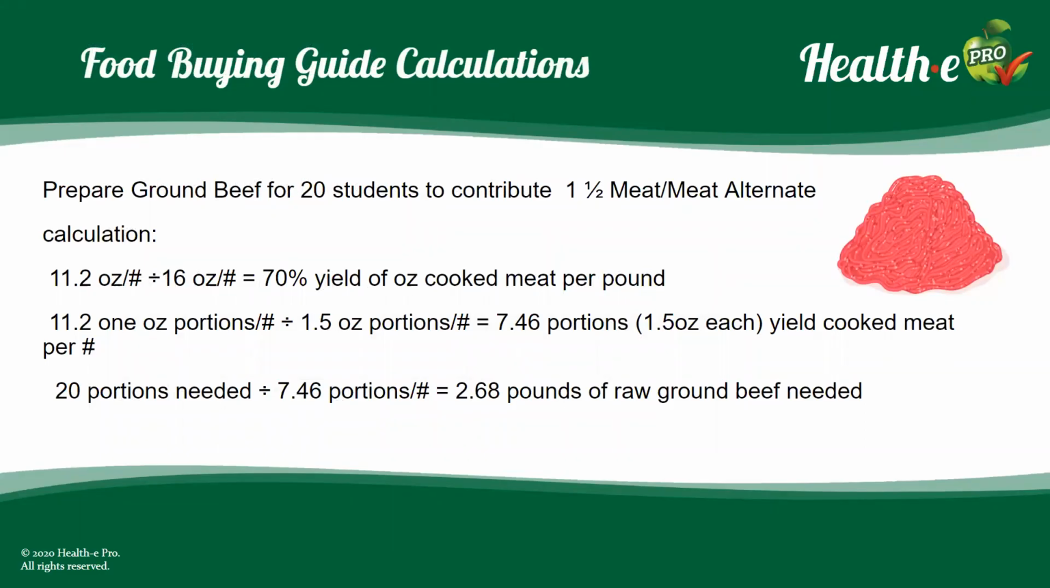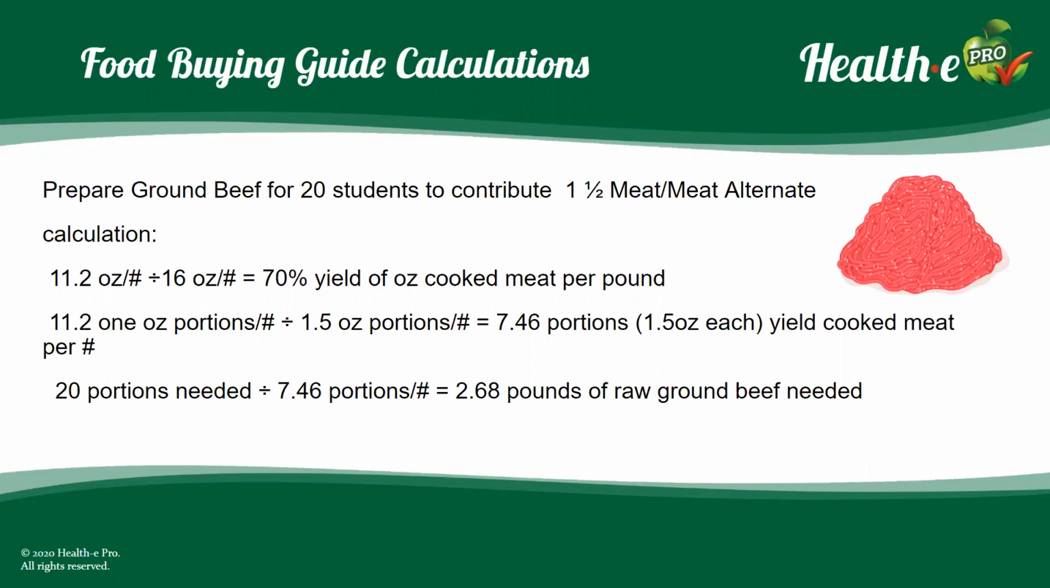Let's walk through an actual calculation. We want to figure out the yield for this particular situation. Prepare ground beef for 20 students at 1.5 meat alternates. First, we get the yield by dividing the final amount by the initial amount. The final cooked amount is 11.2 ounces, and the initial amount was 16 ounces. That shows a 70% yield of the cooked meat from the raw.